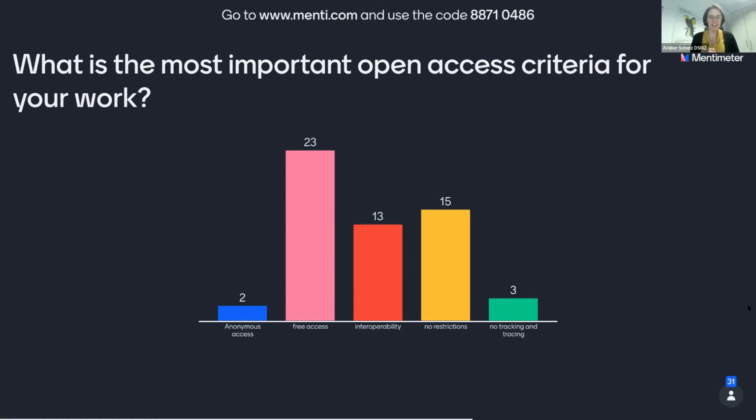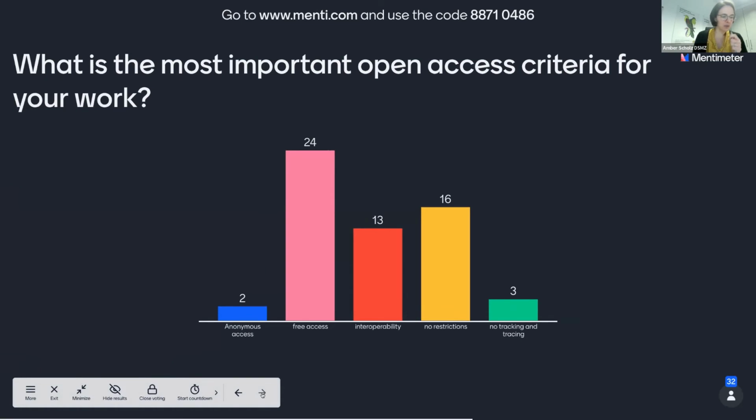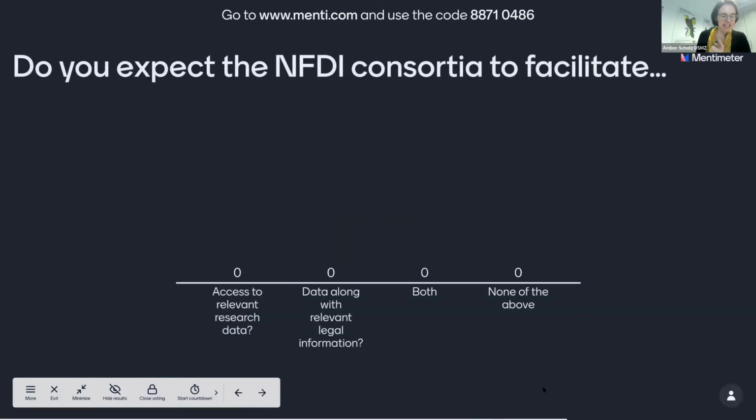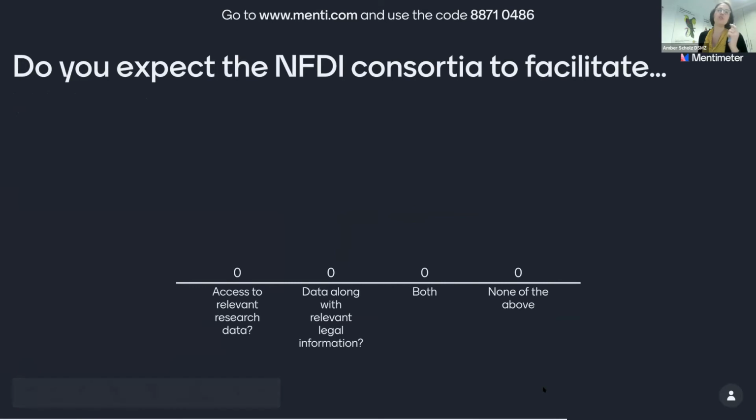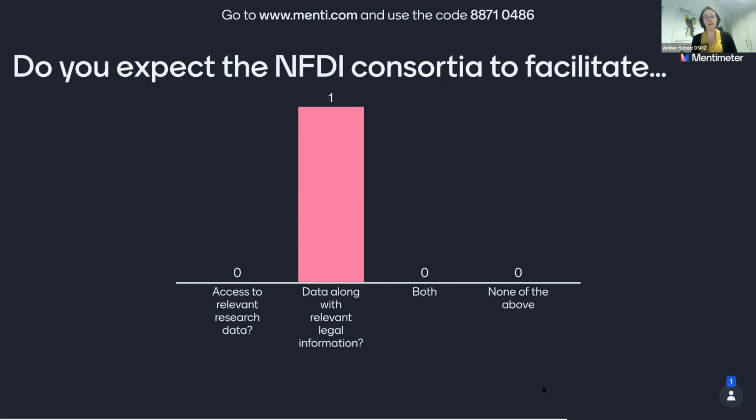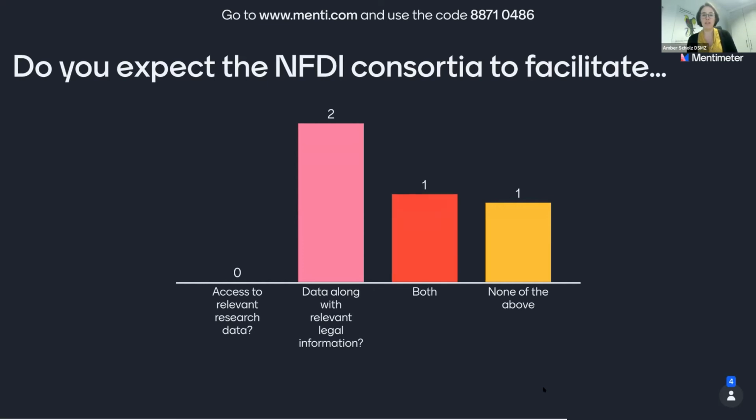All right, let's go ahead and move on to the next question, specific to the NFDI consortia that you just heard from. Do you, as a user from the microbial community, expect the NFDI consortia to facilitate access to data, so the research data that you need, to data along with legal information, to both, or none of the above? Do you have any expectations for the NFDI consortia?